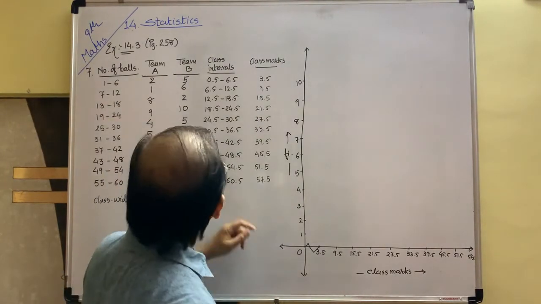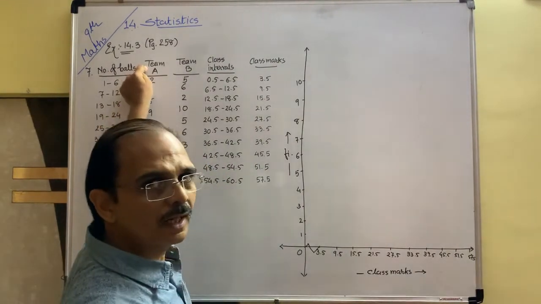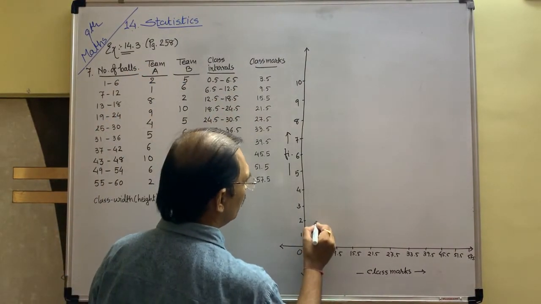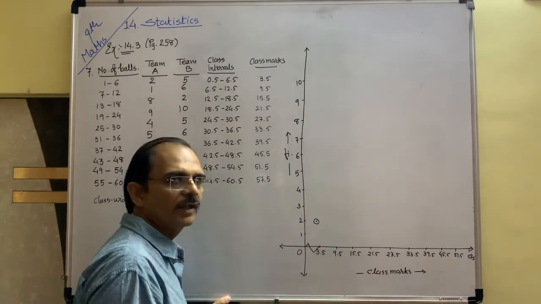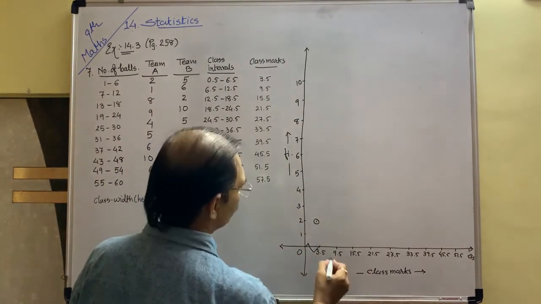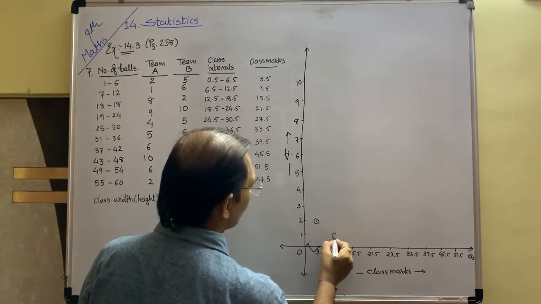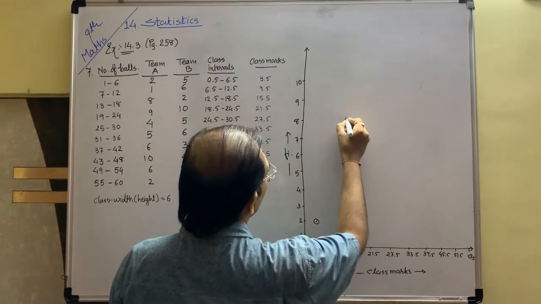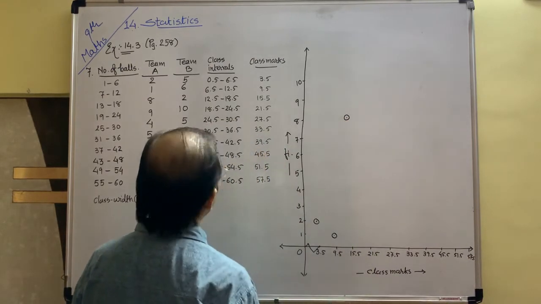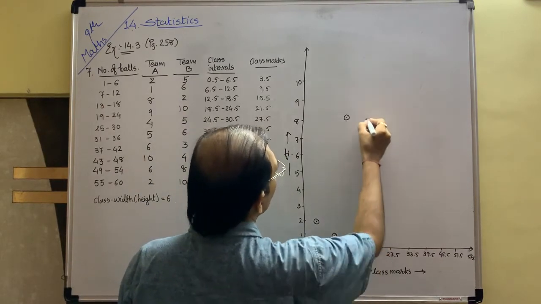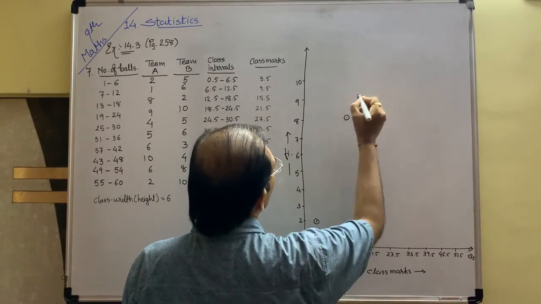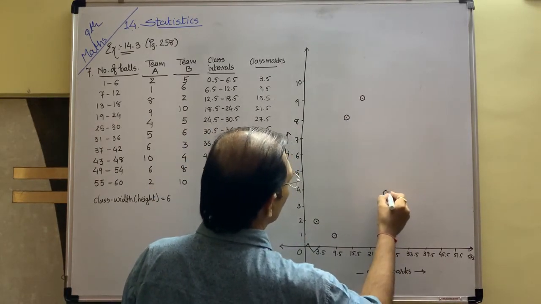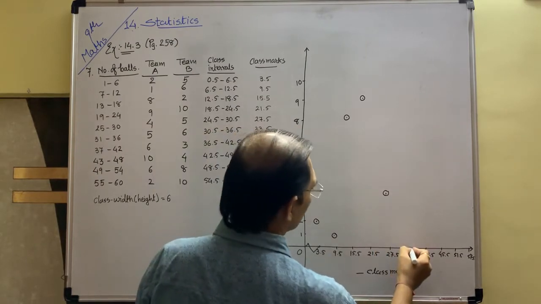Okay. Now, first I start to draw the graph of team A. 2, 3.5. 3.5, 2. Only point is there. It is a frequency polygon. Then 1. Then 8, means 15.5, 8. Then 9, 21.5, 9. Then 4, 27.5, 4.